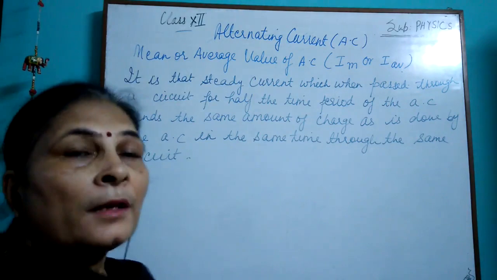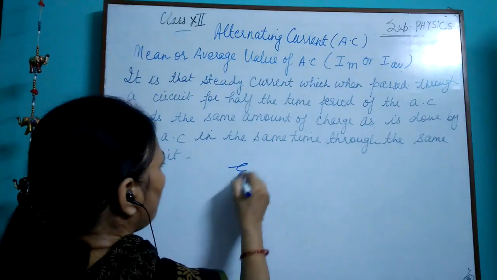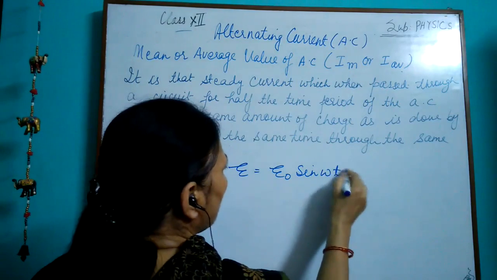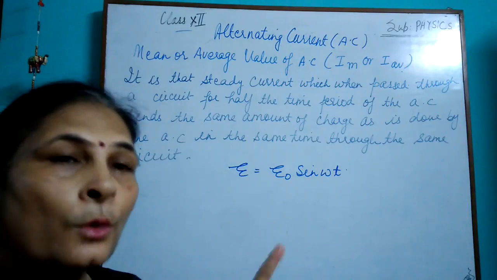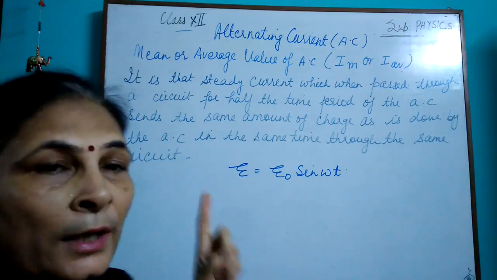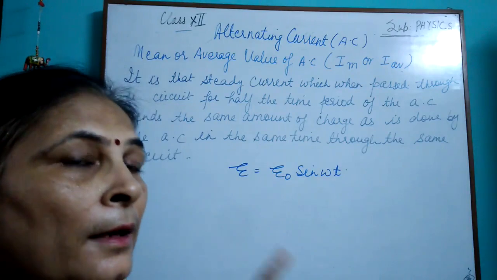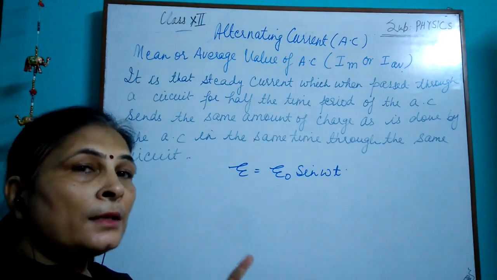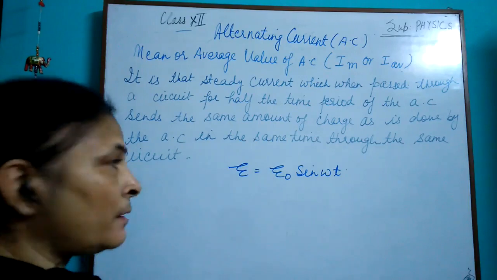And we derived a mathematical expression for the induced EMF that came out to be E equals E naught sine omega t. First I'll talk about alternating current, then we'll talk about the average value. In the last lesson, we talked about how an alternating induced EMF is being produced using an AC generator. And we got this mathematical expression. From here only we'll go to the alternating current.